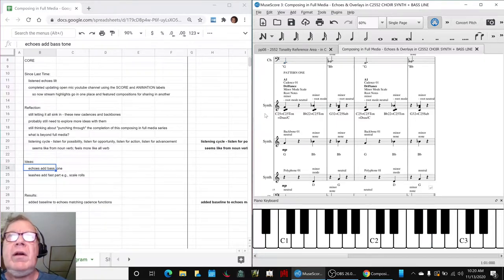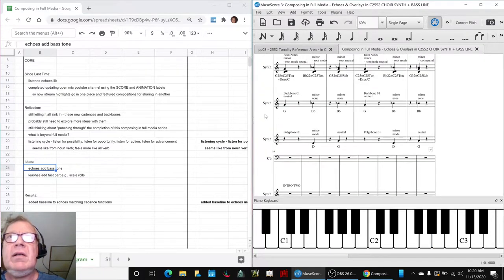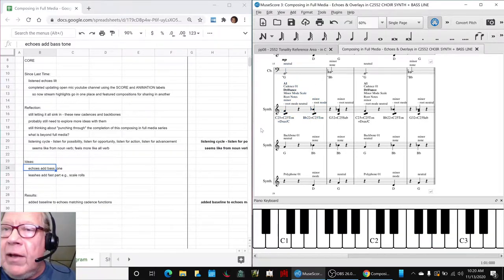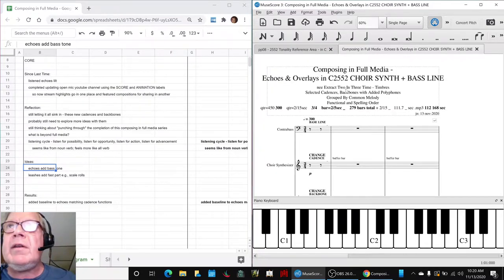So we worked our way all the way down, matching whenever there was a cadence line, we matched a bass line. So what we're going to do is play this new variation, choir synth plus bass line for you, and that will take us home. Here we go.